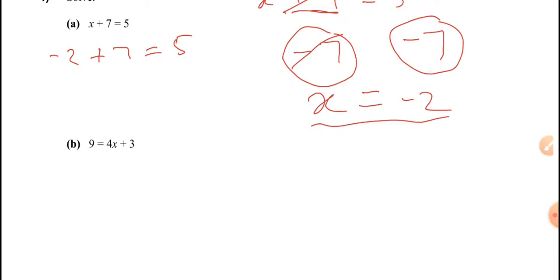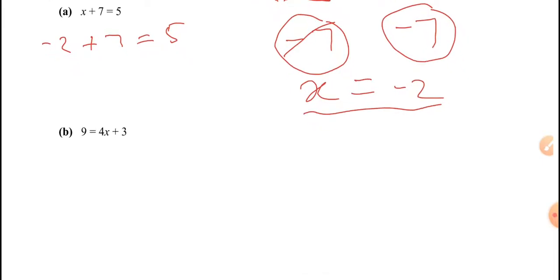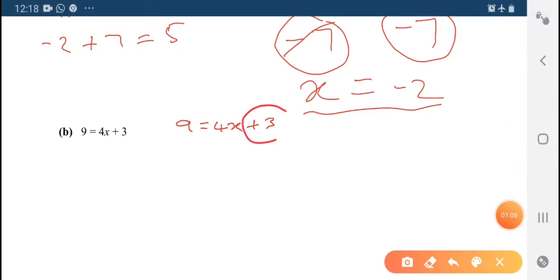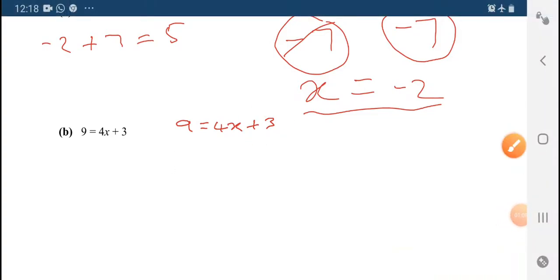Question b, 9 is equal to 4x plus 3. So first of all, copy the question down. 9 is equal to 4x plus 3. So the first thing we need to do is get rid of the plus 3. So to do that, we're going to take away 3 here. We're going to take away 3 here.